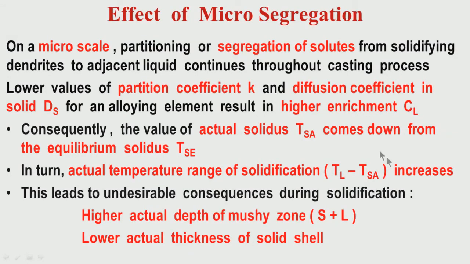The solidus is suppressed from the equilibrium solidus. So, that temperature range of solidification, TL minus actual solidus, this difference is also increasing. So, because of that temperature interval is increasing. So, temperature interval increasing means what happens? Actual depth of mushy zone is increasing, and the actual thickness of the solid shell during solidification is relatively low and the mushy zone is more.